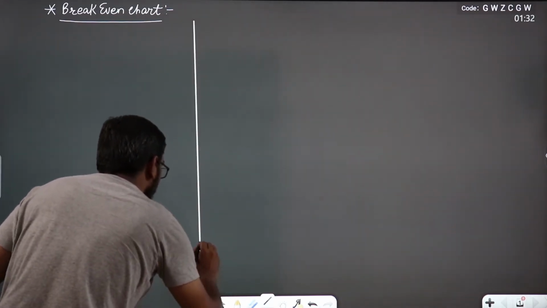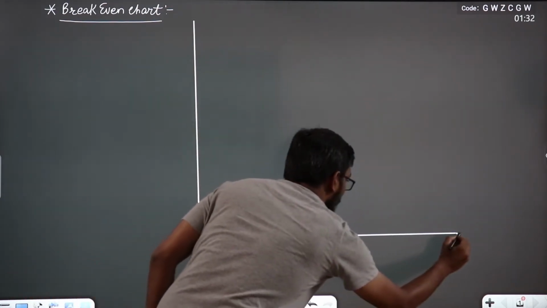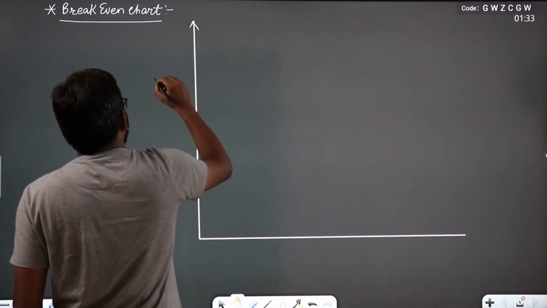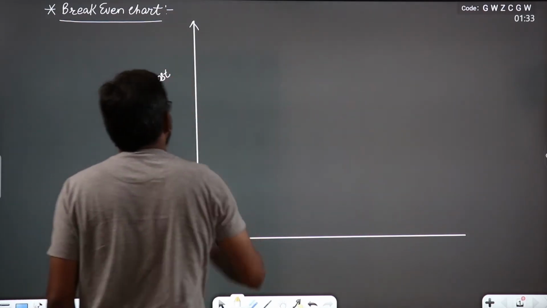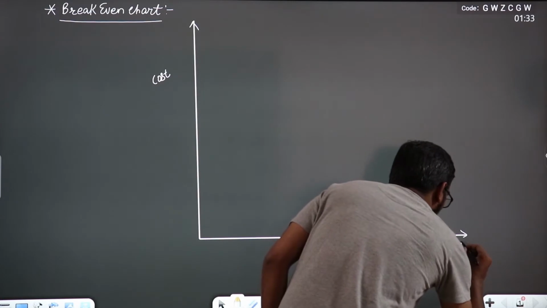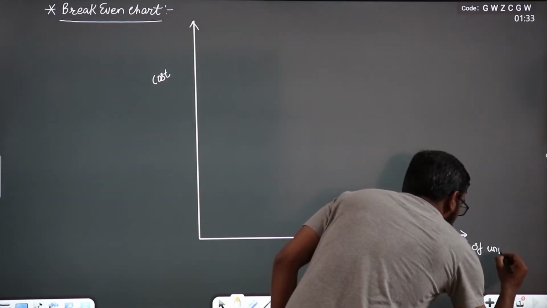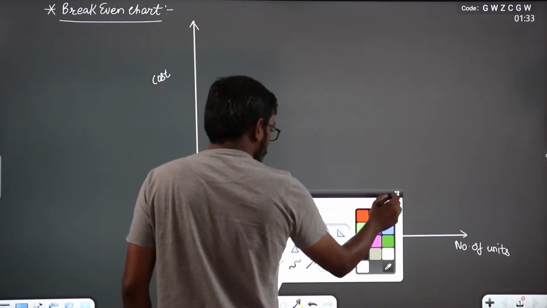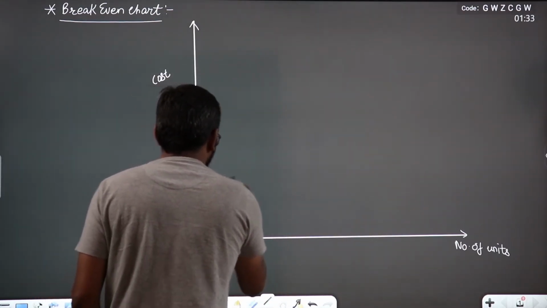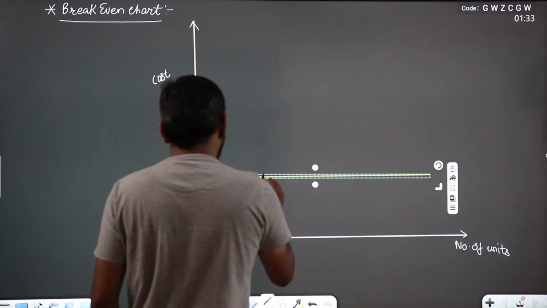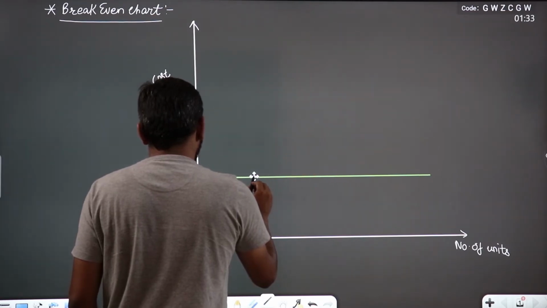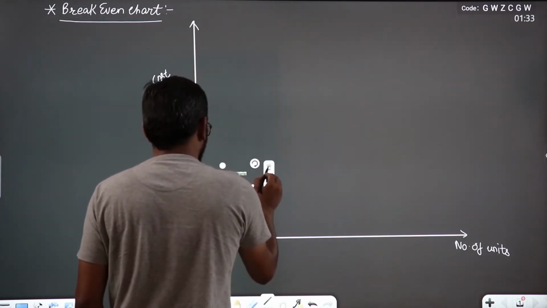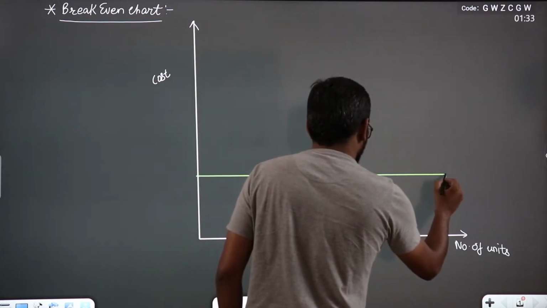Suppose this is the y-axis, this is your x-axis, right? Here on this y-axis we have cost, various costs, and on this x-axis we have number of units. So first of all, let us draw your total cost. Suppose this is the fixed cost, right? This is the fixed cost.